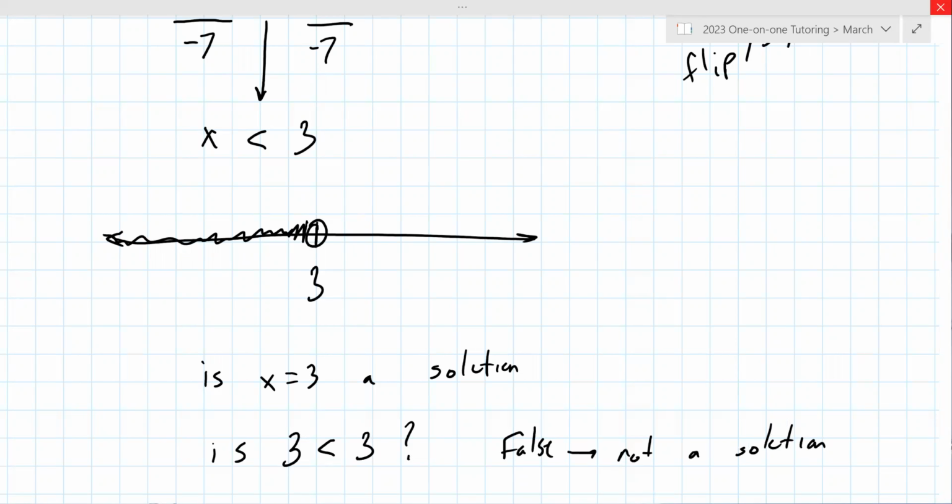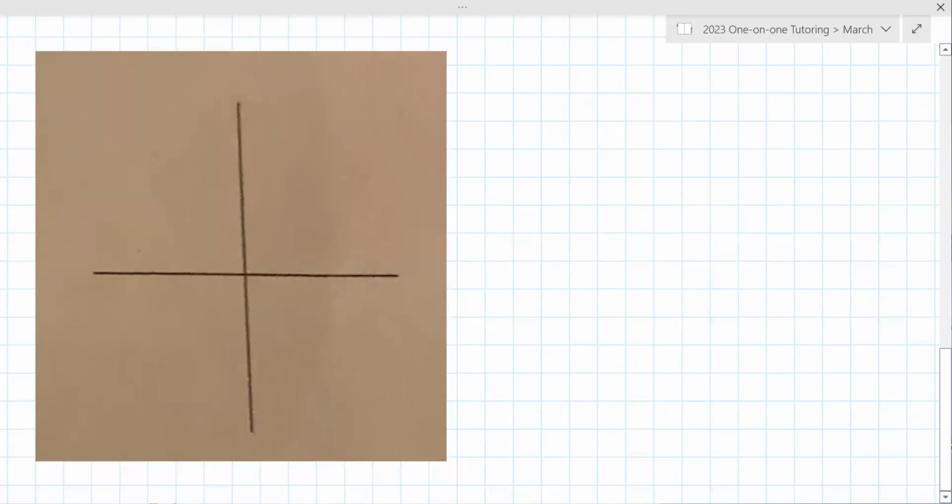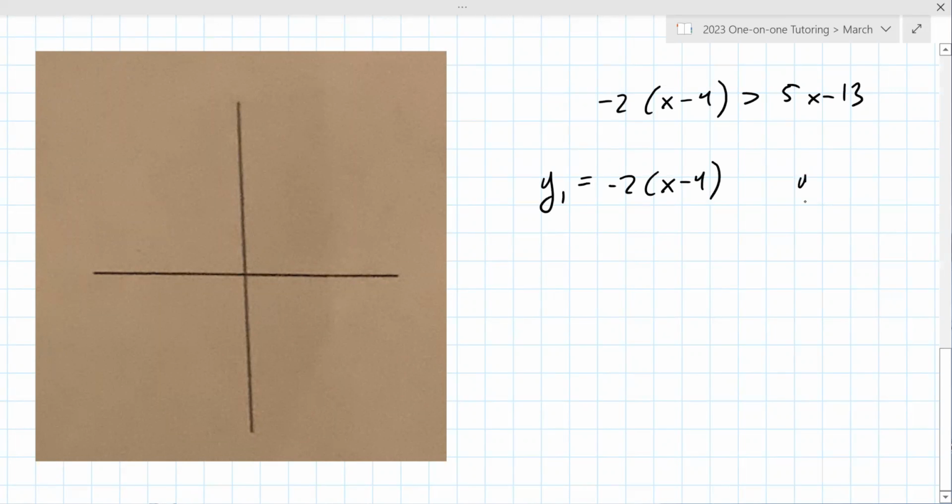Now, are you really graphing these on the XY plane? Yeah. Okay. Fantastic. This is super weird. All right, so here's how you do that. I thought you were maybe alluding to this earlier. If we go back to the original -2(x - 4) greater than 5x minus 13, you treat the one on the left as y1 and the one on the right as y2.